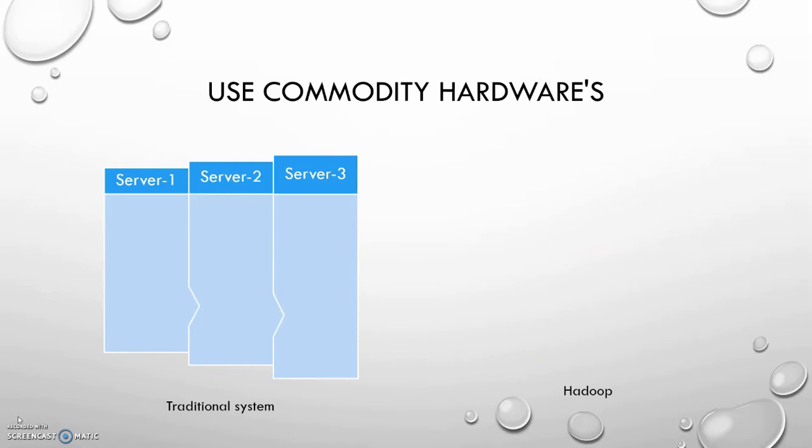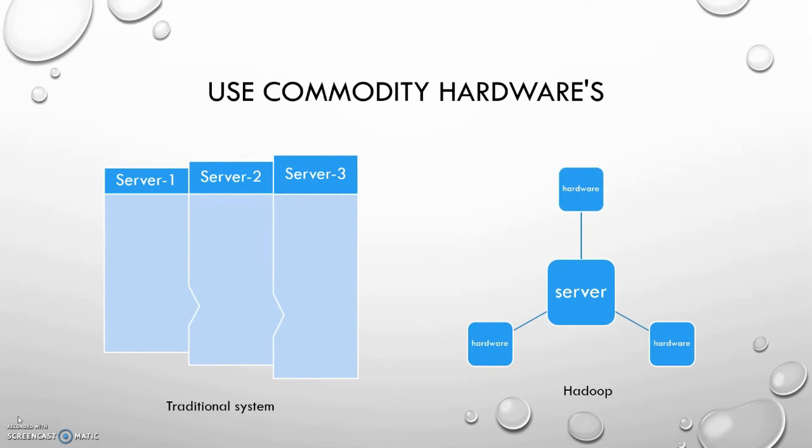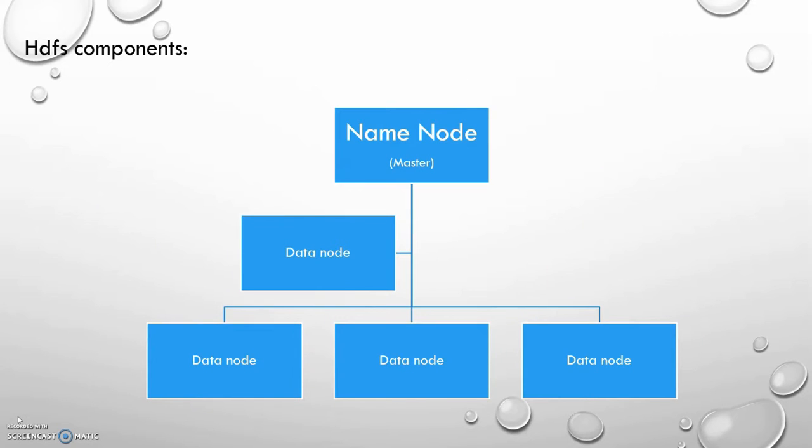Now the question arises: how can we store our data in HDFS? In a traditional system, we use a bulky server for storing our data. But in the case of Hadoop, we use commodity hardware. We can easily store our data on such commodity hardware, and in case of failure, we can replicate our data onto different commodity servers so that if one fails, we can recover from another.